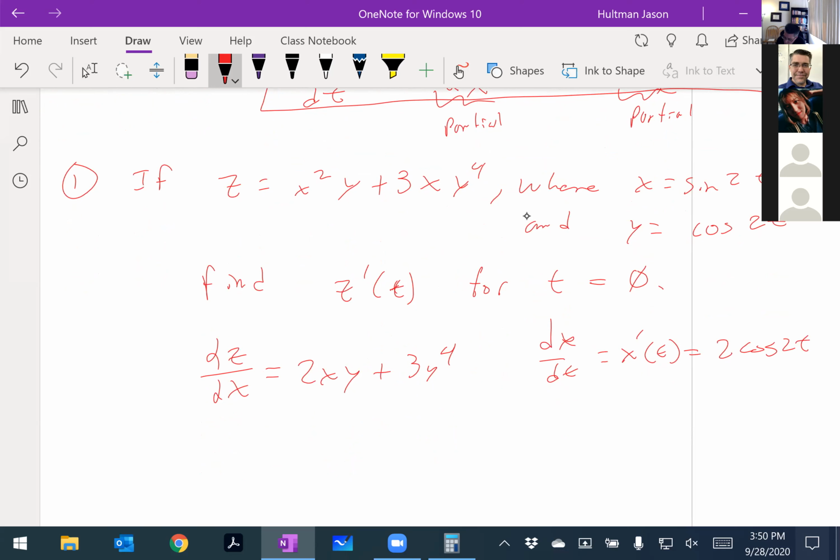What about the partial of z with respect to y? Well, this is going to be x squared plus 12xy cubed, right? And then what about dy/dt? That's y prime of t, which is going to be equal to negative 2 sine 2t.